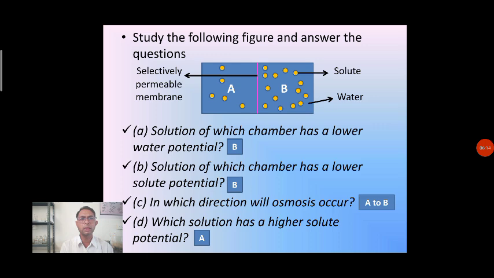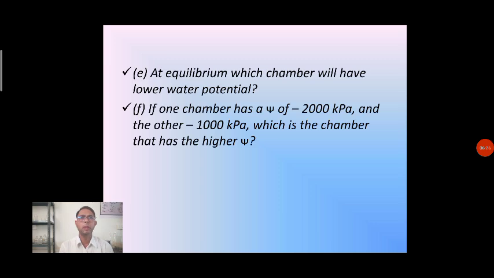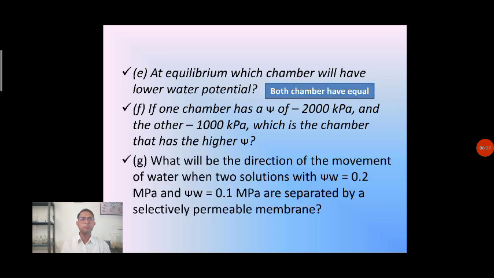Now which solution has higher solute potential? So here we can say that A has the higher solute potential. Now at equilibrium, which chamber has lower water potential? So simply we can say both chambers have equal water potential.